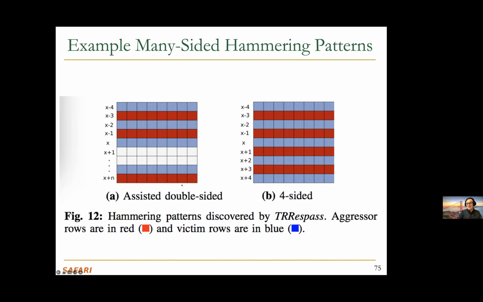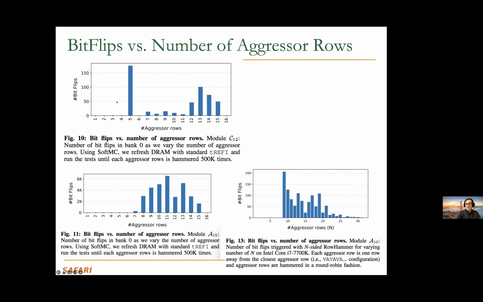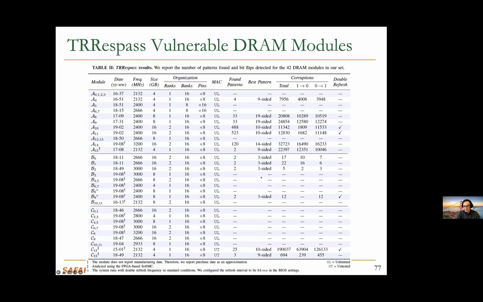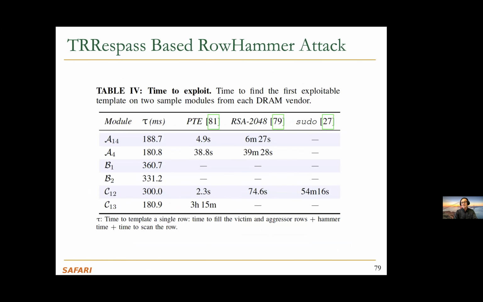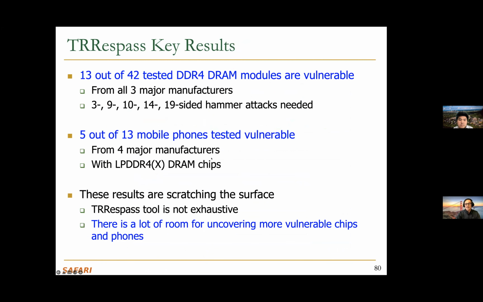Many-sided attacks are basically hammering more than 2 rows. That's the idea. And you get bit flips in protected chips, advertised as completely secure against Rowhammer, after you hammer more than, let's say, 5 rows, 7 rows, 10 rows, and in some cases, 19 rows. And you can take over mobile phones that are vulnerable this way. The attacks are really fast, as you can see over here, and you can read the details in the paper. This was a proof of concept that shows that real chips that implement protections are vulnerable, and mobile phones are vulnerable.